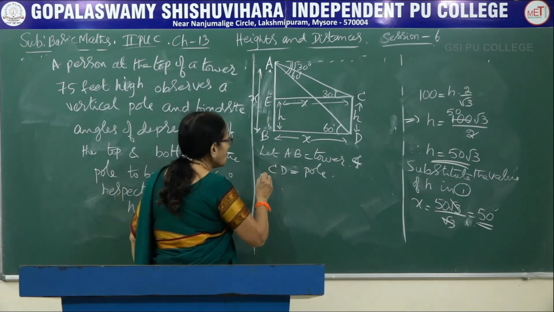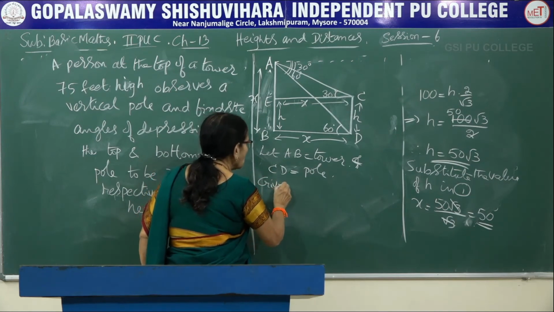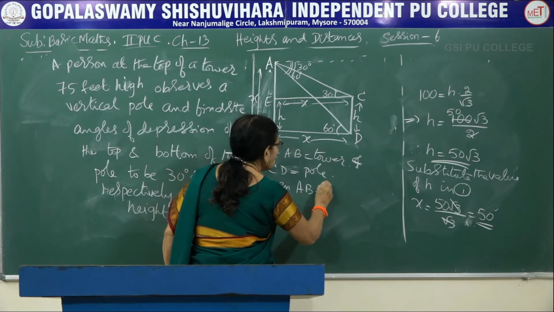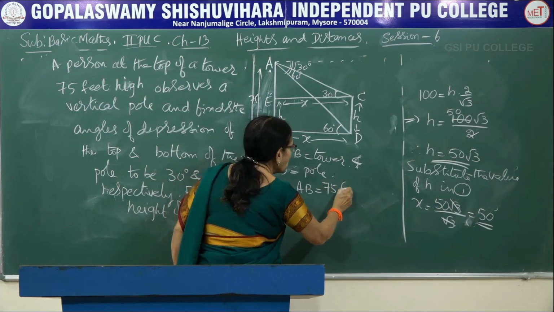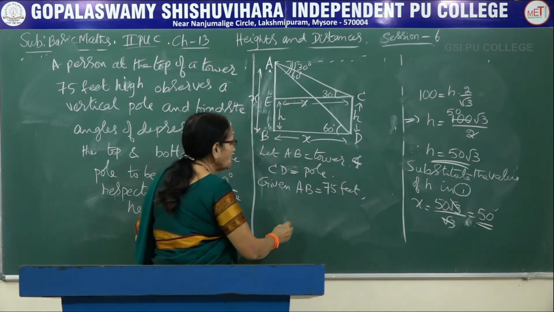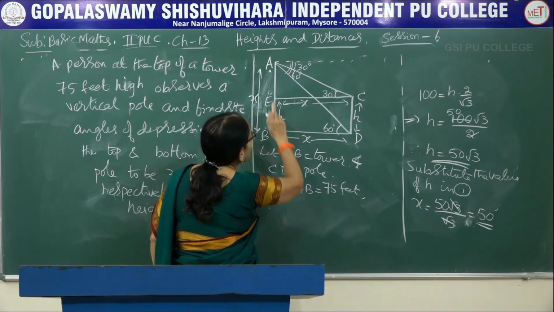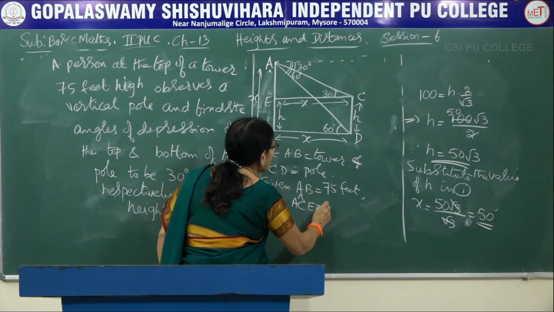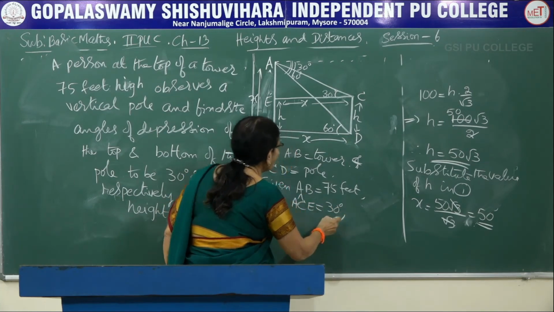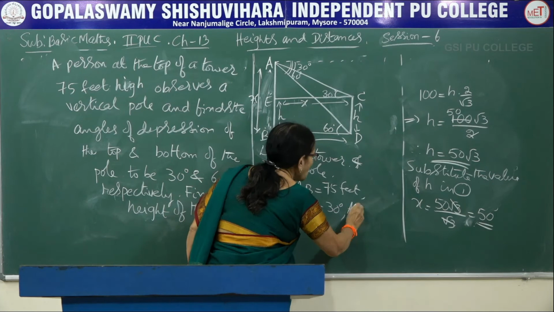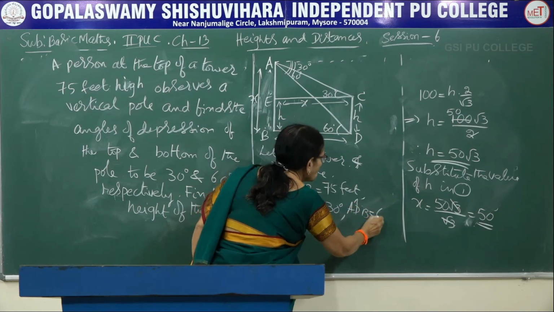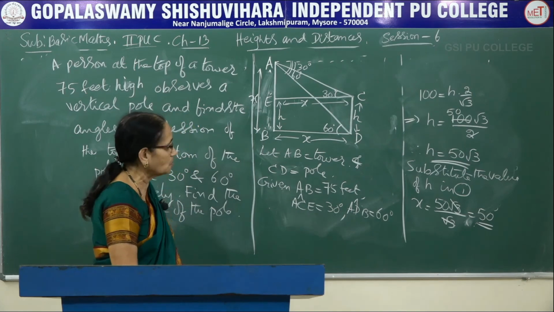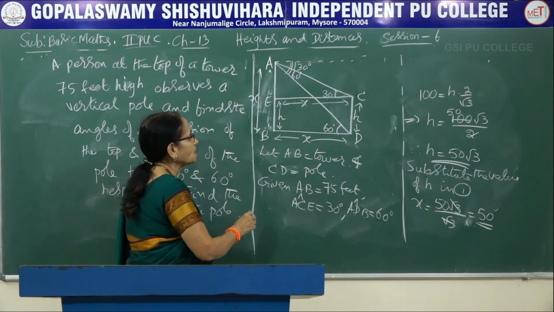Now let me write what is given. Given: AB is equal to 75 feet, and then angle ACE equal to 30 degrees, angle ADB equal to 60 degrees. So these are the three parts of the data we are having. What has to be calculated?